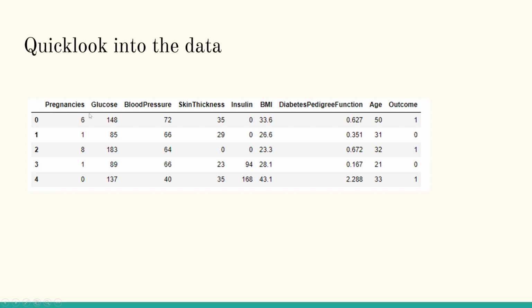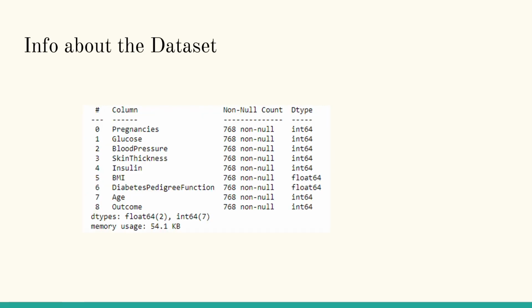In the first column, we have pregnancies. You can see the data is 6, 1, 8, 1. These are the number of pregnancies that the patient had. The next one is the glucose level of the patient. The next one is the blood pressure of the patient. The next one is the skin thickness. The next one is the insulin level of the patient. Then the next one is the BMI of the patient. And then the next one is diabetes pedigree function, and the next one is age, and then the final one is the target variable, which is the outcome. We have only two values in the outcome column, 0 and 1.